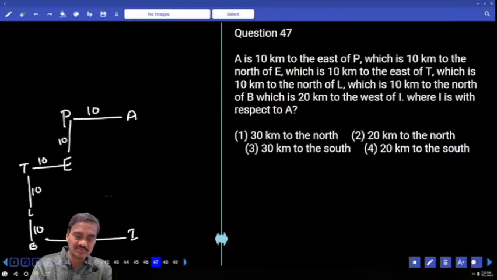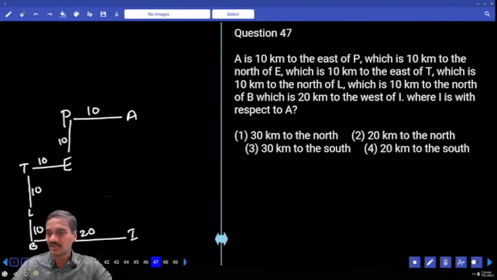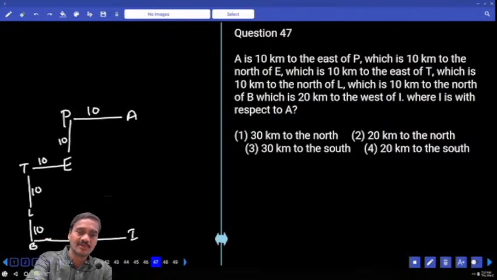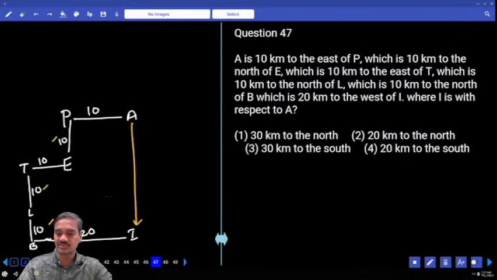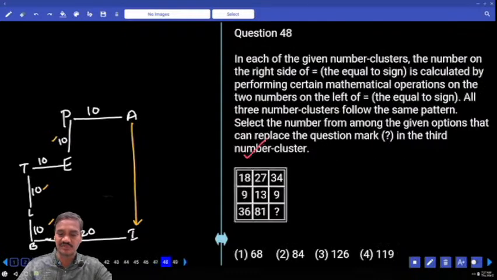Now total is how much? 20 kilometers. Then where is I with respect to A? Now we need to find out I with respect to A. I is towards south. What is the distance we had? 10 plus 10 plus 10, that is 30 kilometers towards south. Choice 3, question number 47.